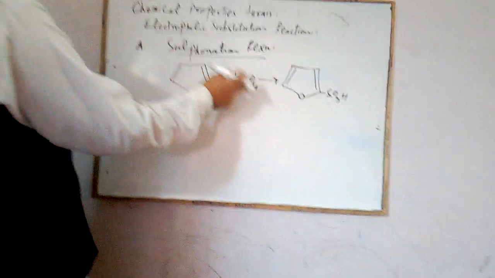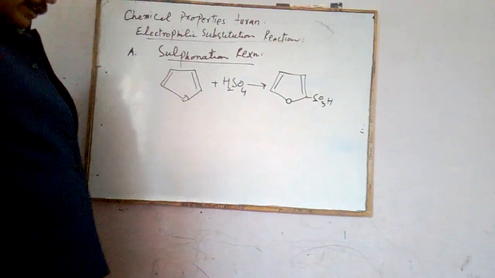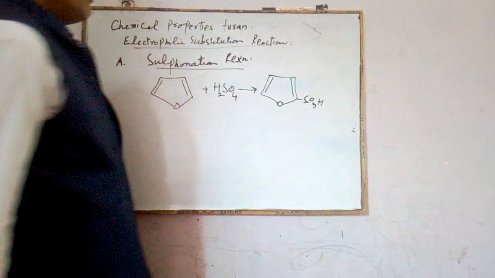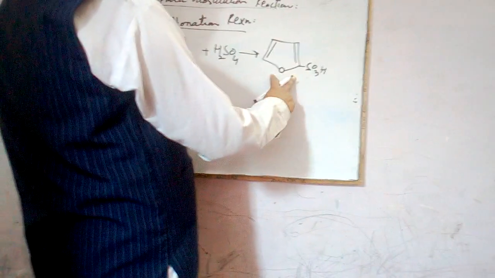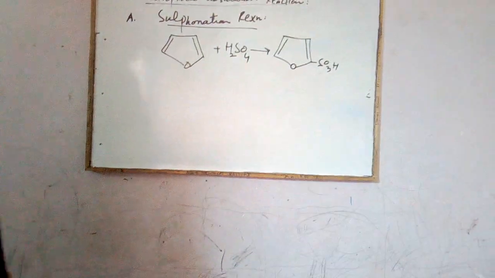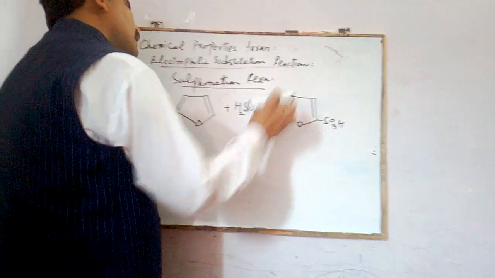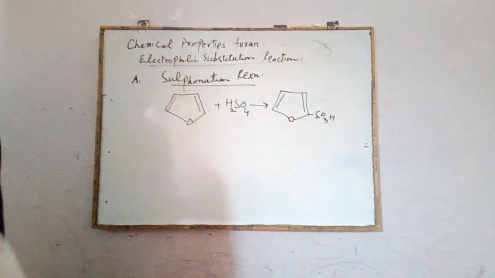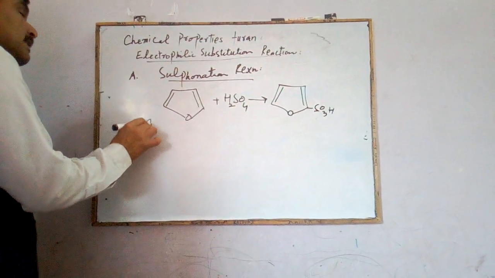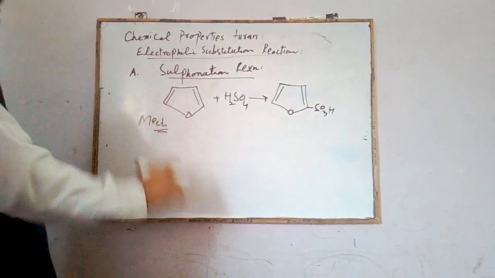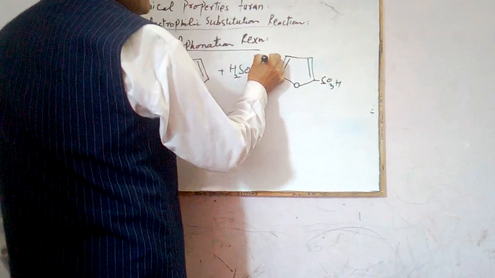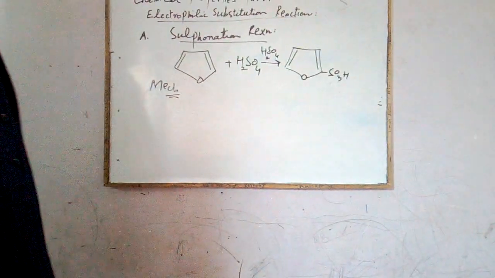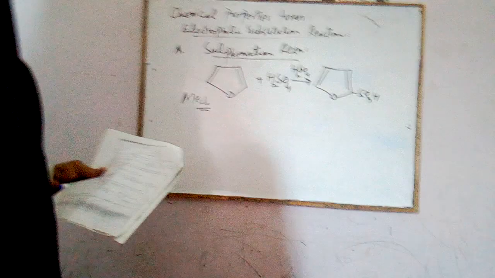So this is the sulfonation reaction. Adding sulfuric acid to furan results in the formation of furan sulfonic acid. This is called the sulfonation reaction because of the introduction of the sulfonic acid group into the ring. Now we will discuss the mechanism of the sulfonation reaction. This reaction takes place with another molecule of sulfuric acid that acts as a catalyst.